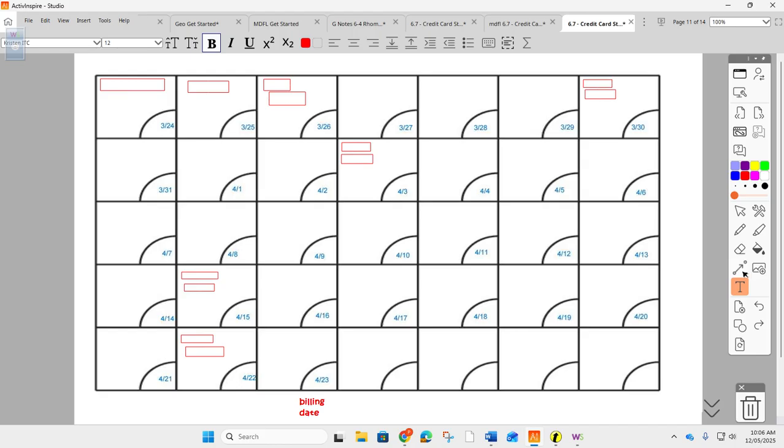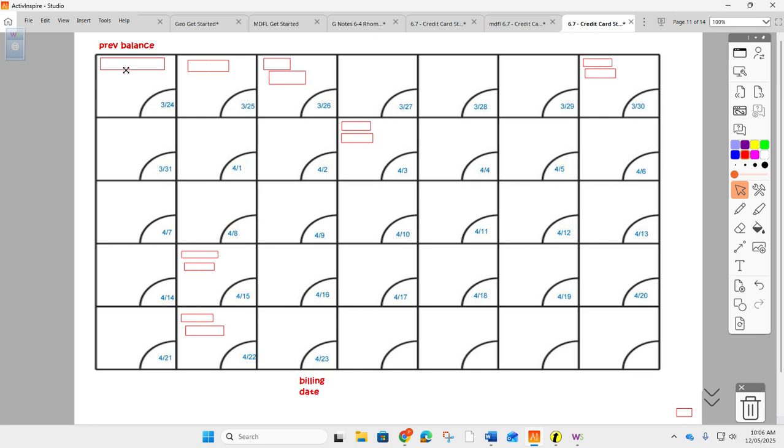Once we get all the dates filled in, we're going to start with our previous balance. That's going to go in the first box. So the billing date is the last date on the 31st day. We're going to write the previous balance in the top left-hand corner on the very first day of the billing cycle. So this is the last day of the billing cycle, which means it's the first day. So that's what you start the month with. In this case, we circled it. It tells us that was $1,578.25.